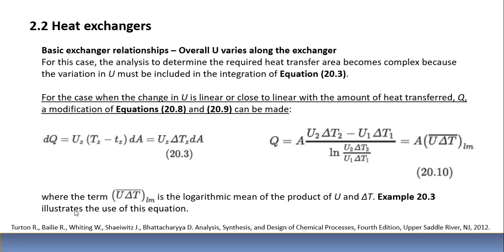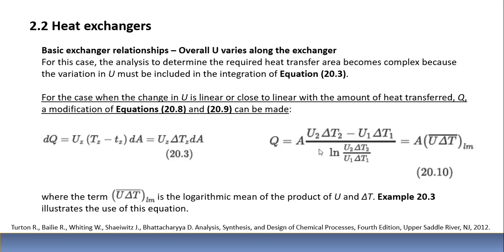What do we have in equation 10? We have a term, an average, you see this big part, an average of the overall heat transfer coefficient times the difference in temperature, the logarithmic mean of the product of these two parameters. So that would mean U2 delta T2 minus U1 delta T1 divided by the natural log of this product divided by this other product. That will give us, as you see there, U delta T with the big part LM, as you see right there.